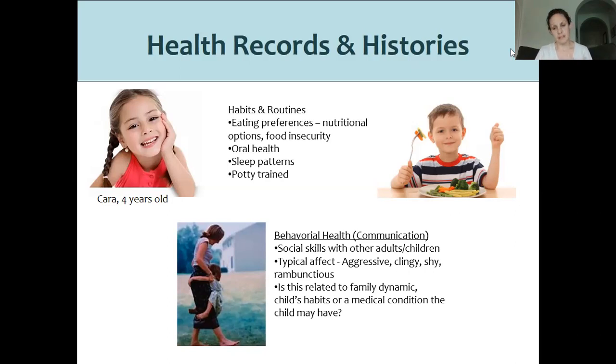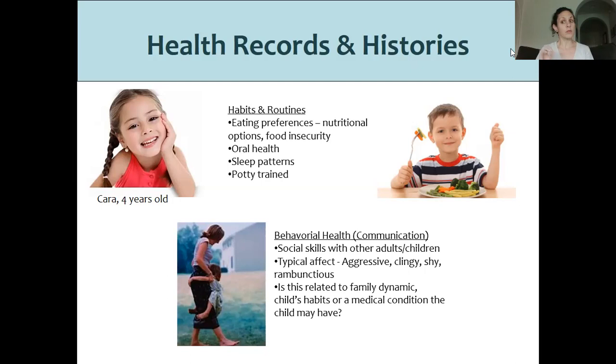But nonetheless, it's important to try to get as much information as you can about the child's typical affect. You want to know what they are at baseline, to either help them in that area or to know when something's off or when they're not feeling right. And then you also want to think about socially, behaviorally, in terms of their affect, is this related to potentially the family dynamic? Is this related to a medical condition?